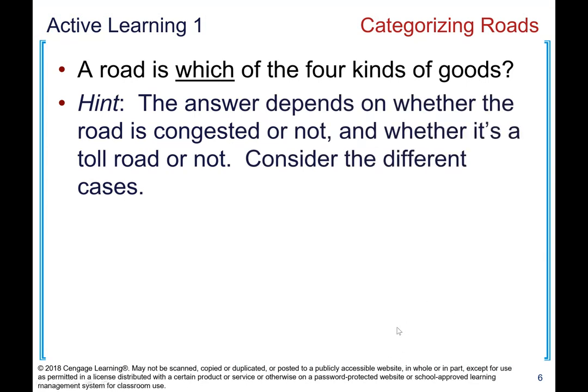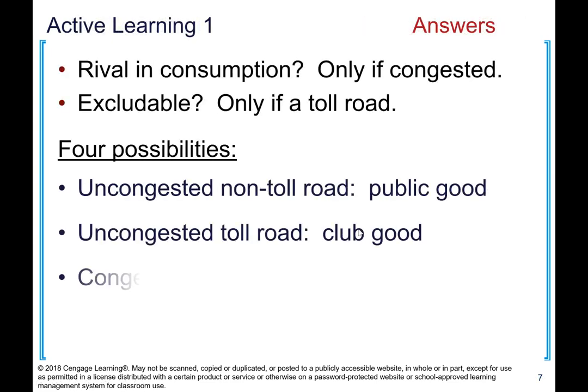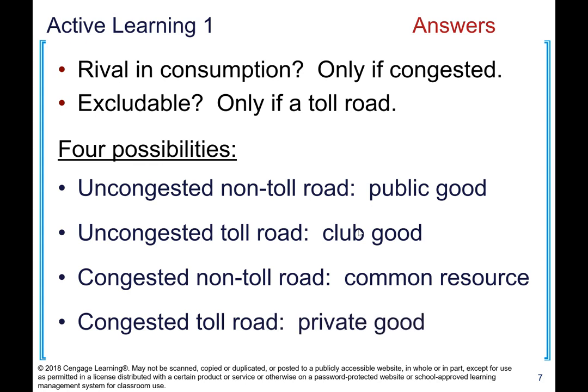Active learning 1. A road is which of the four kinds of goods? Hint: the answer depends on whether the road is congested or not, and whether it is a toll road or not. Consider the different cases. Rival in consumption only if congested, excludable only if it is a toll road. So there are four possibilities.